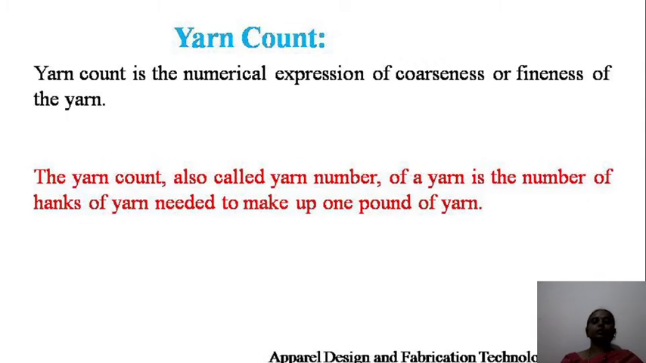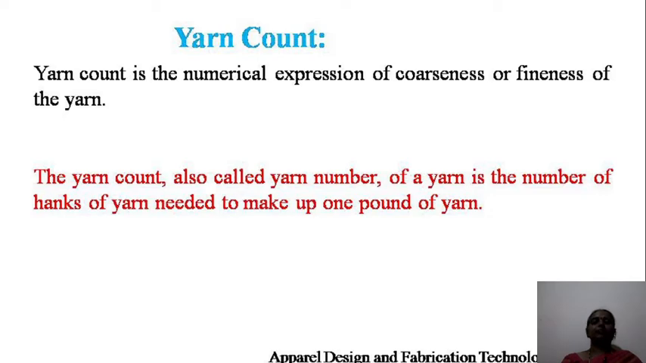We discussed the yarn twist. Twist is the term for the twist given to the yarn in the spinning method only. Here it is measured in terms of TPI. It is a numerical expression. The yarn count is also a numerical expression of the coarseness or fineness of the yarn. Yarn count is measured in numbers, so it is a numerical expression of whether the yarn is thick or thin, coarse or fine.